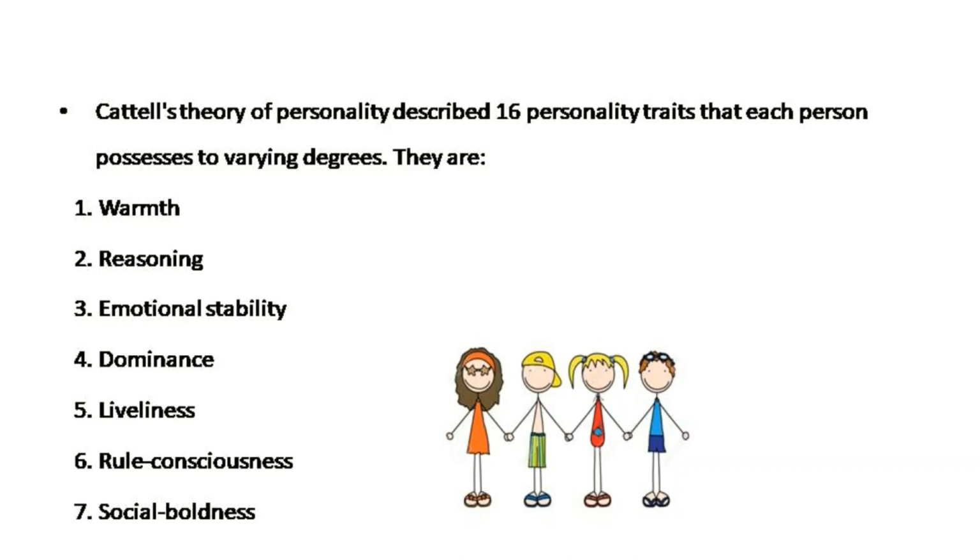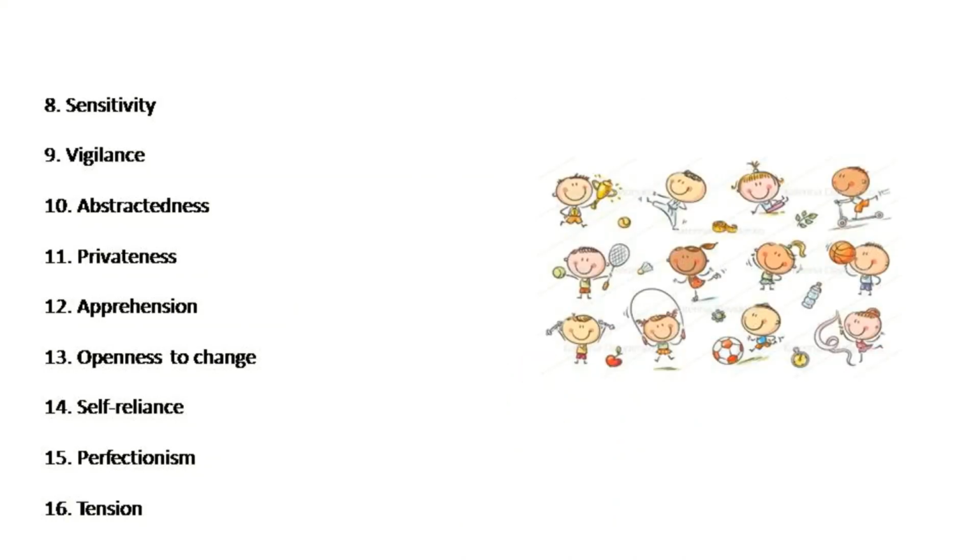Cattell's theory of personality describes 16 personality traits that each person possesses to varying degrees. They are warmth, reasoning, emotional stability, dominance, liveliness, rule consciousness, social boldness, sensitivity, vigilance, abstractness, privateness, apprehension, openness to change, self-reliance, perfectionism, and tension.